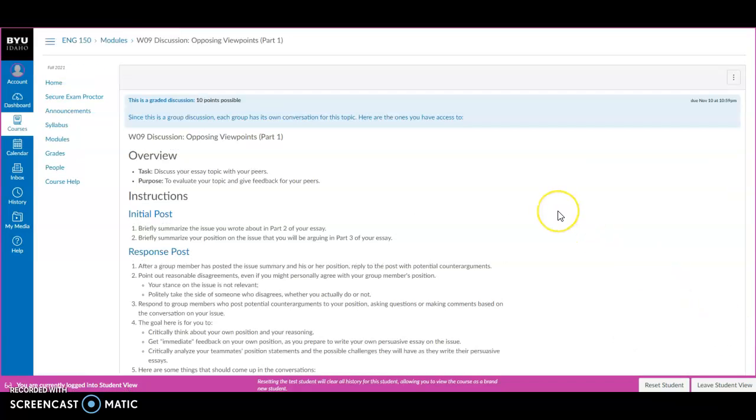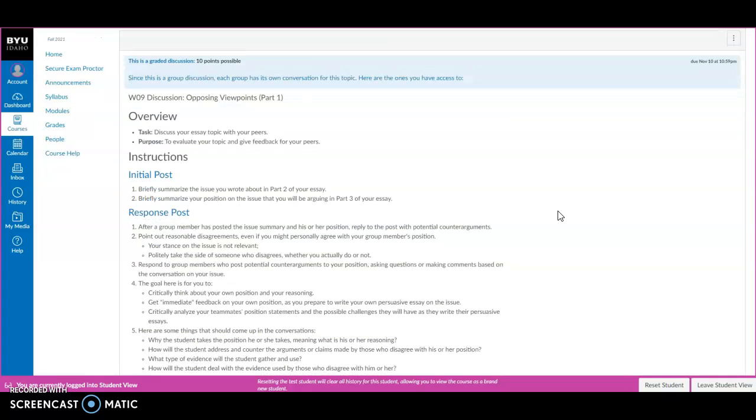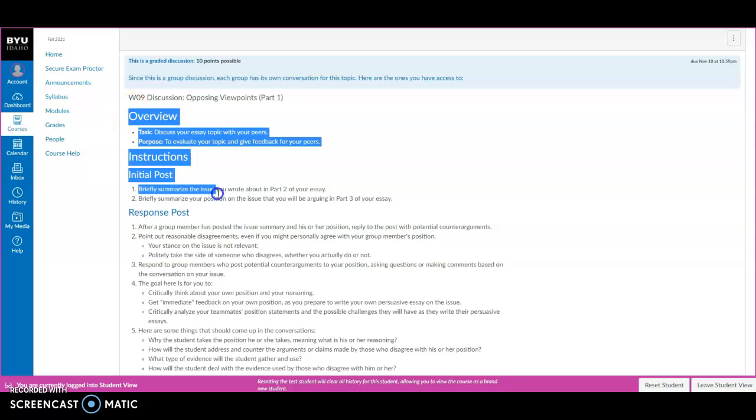The next assignment is the discussion board. This is where you're going to be interacting in your groups. There are 2 parts to this assignment. Again, reading all instructions. So the first part is your initial post. You are going to briefly summarize the issue that you wrote about in part 2 of your essay.